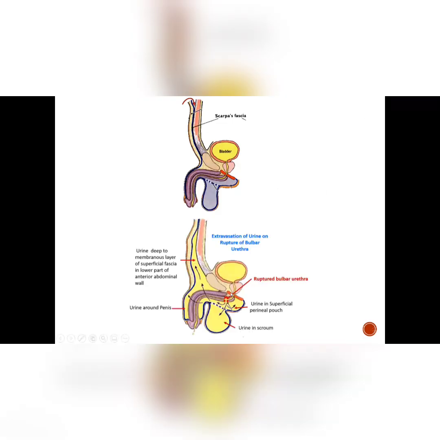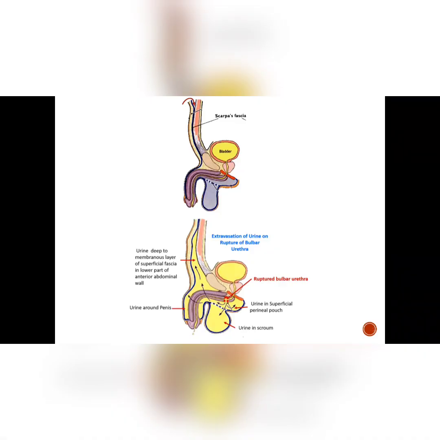So in a clinical condition, in case of injury to the urethra, it causes rupture of the urethra and there will be leaking of urine into the superficial perineal pouch. Now this urine can also extend into the potential space deep to the Scarpa's fascia.